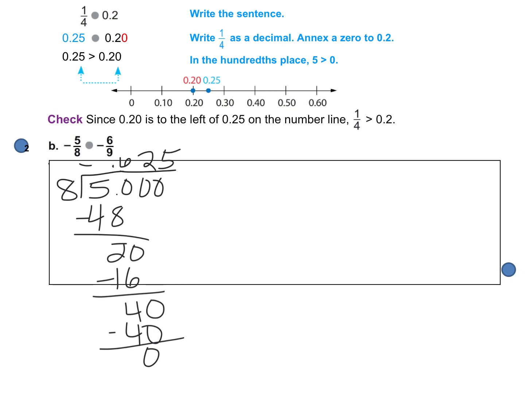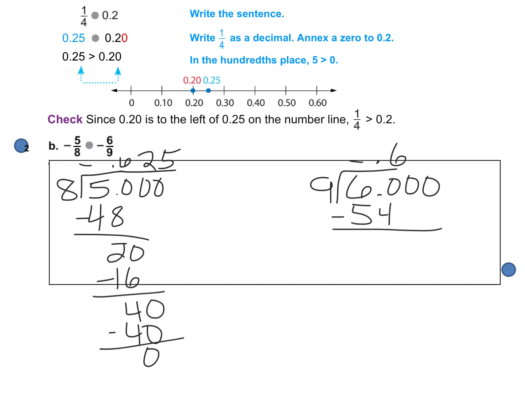Now what do we need to do for the other one? Same thing, right? 6 divided by 9, it's negative, so our answer is going to be negative. And it's not even, so we've got to add a decimal and put some zeros. How many times does 9 go into 60? 6. Good. Oh, careful. 54. 6. It is going to be repeating. Why? Because we have 60 again, right?